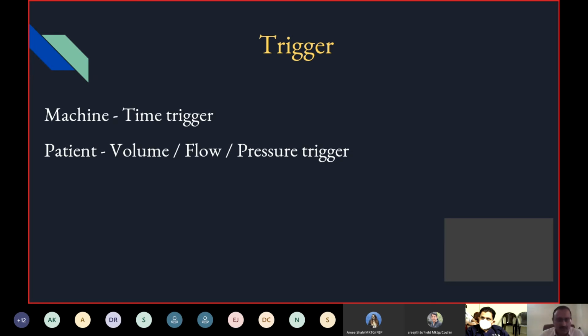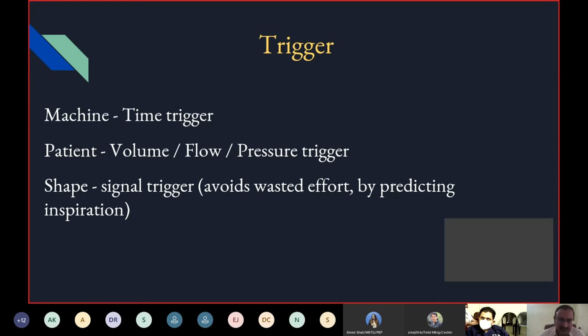So to make things a little bit more synchronous, to make things a little bit easier for the patient, came volume, flow, and pressure triggers. Basically, the patient tells the machine that, look, I'm about to take an inspiration, give me a blast. We'll come to that in the next few slides.